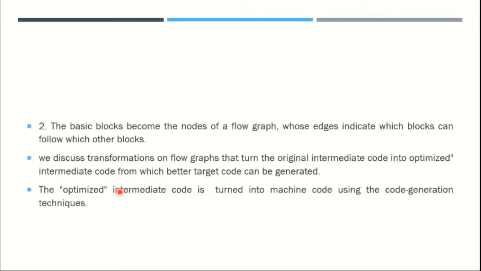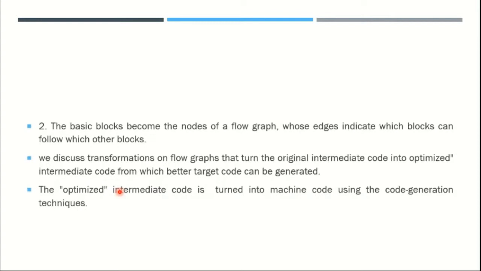So with the help of flow graphs, the output of the flow graph is a better optimized intermediate code representation. With the help of this better optimized intermediate code representation, we can easily generate the better target code. So that is one advantage of flow graphs.